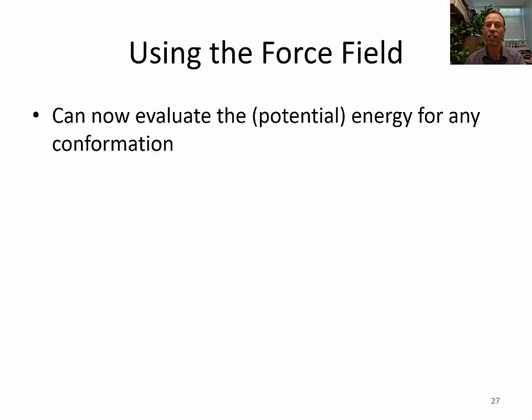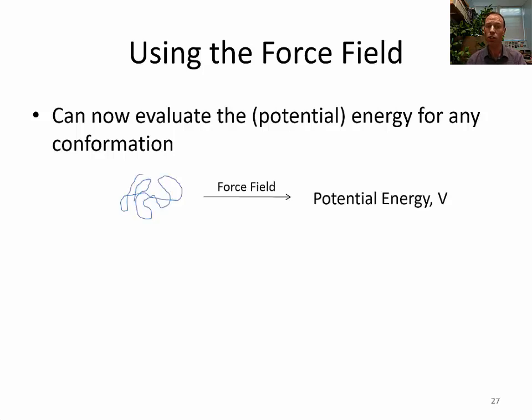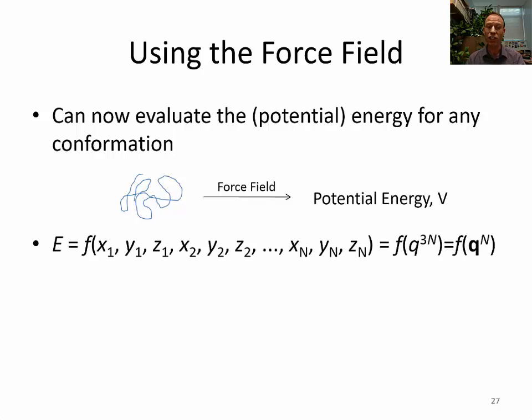The first thing is to calculate the energy for potentially any conformation of the molecule. We can take the coordinates of all the atoms. We can then work out all the bond lengths, all the bond angles and so on. We can feed that information into a force field and calculate the potential energy V. This energy is a function of all the coordinates in the molecule.